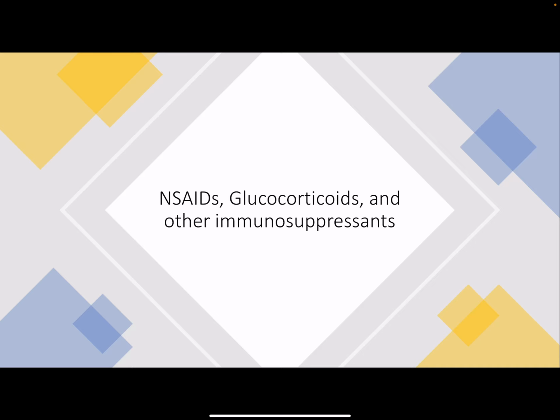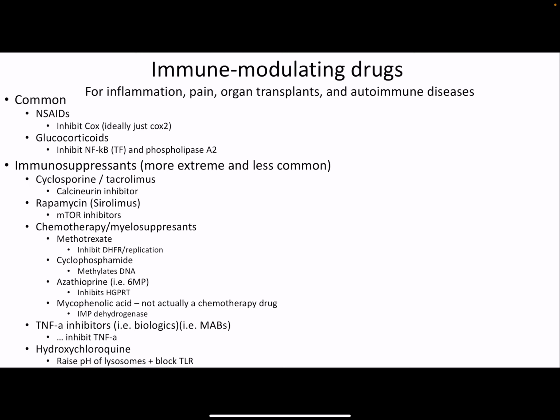All right, medications. Immune modulating drugs in general. So the most common is definitely going to be NSAIDs and glucocorticoids, like prednisone, and NSAIDs being Aleve and Advil and things like that. So we use this for inflammation, pain, organ transplantation, and autoimmune diseases. So NSAIDs inhibit COX, cyclooxygenase, and glucocorticoids inhibit nuclear factor kappa B, which is a major immune transcription factor. Also phospholipase A2, which creates arachidonic acid from the cell membranes, which we'll talk about in a hot second.